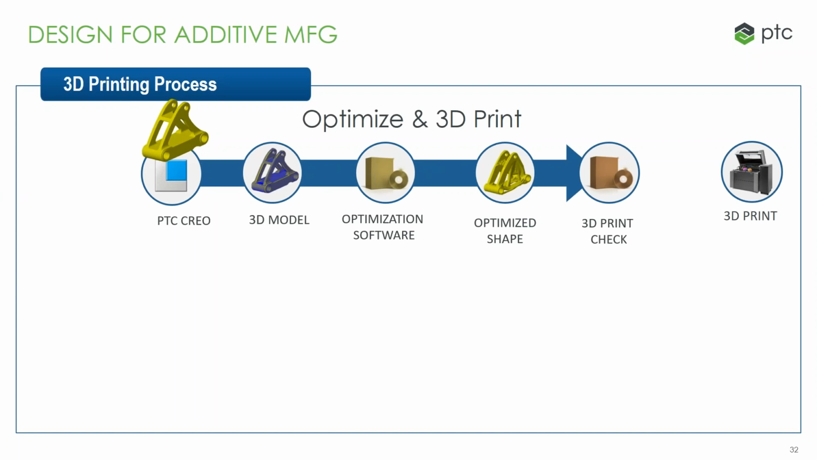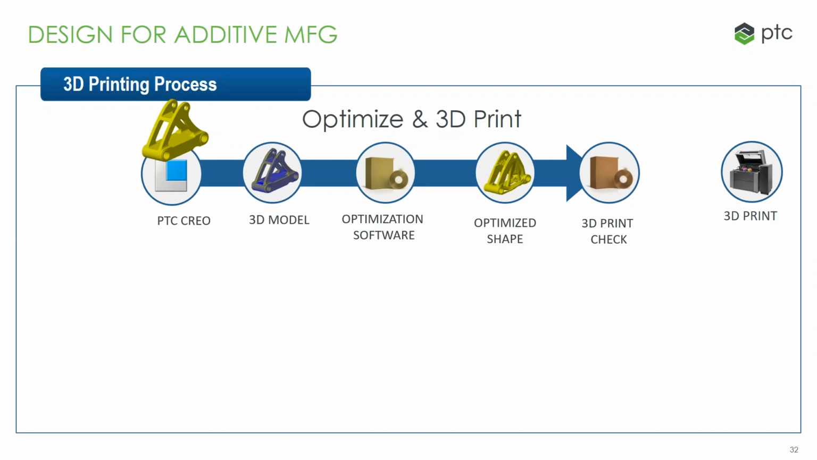They want to reduce the weight of that model. So they'll go through a process of building lattice structures or topology optimization. But to do that, they need to go through separate software. So they need to export it, bring it into separate software, run the optimization.